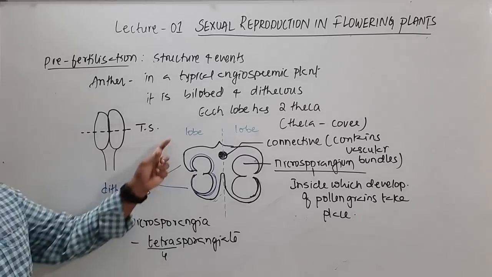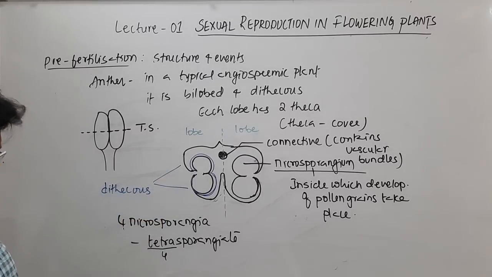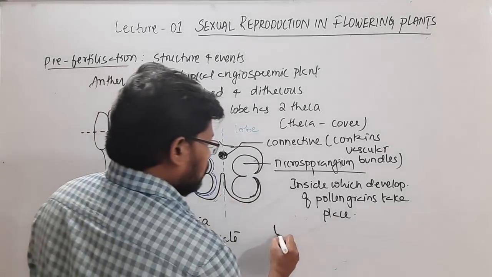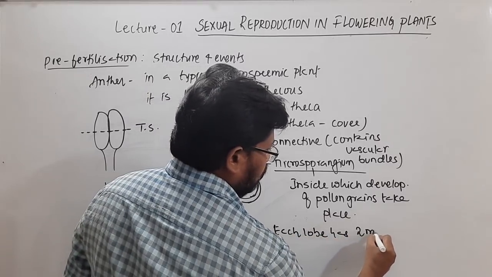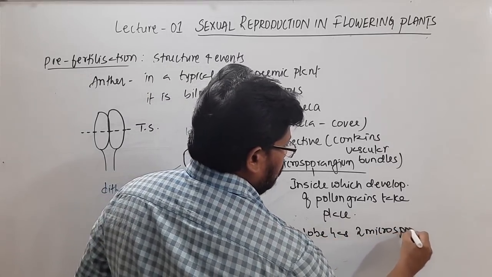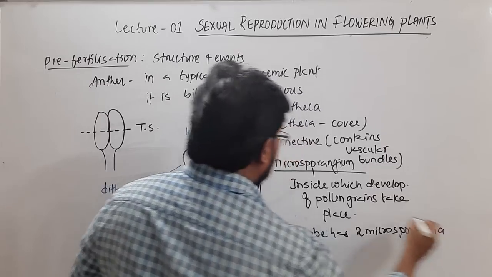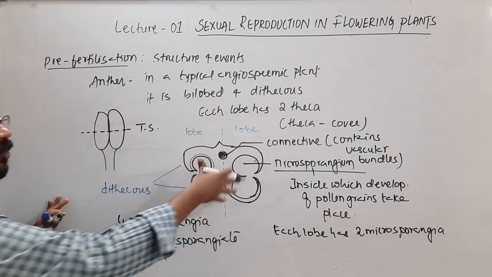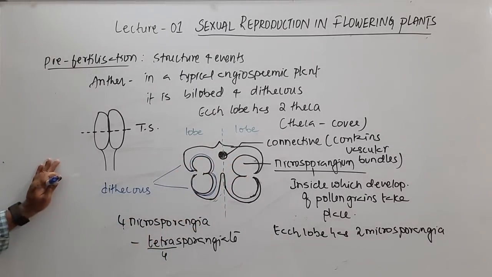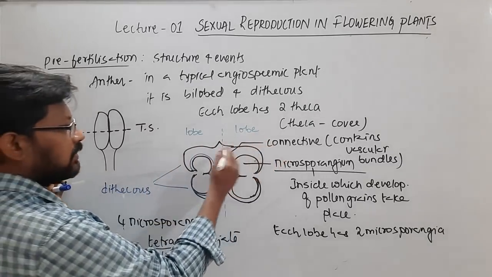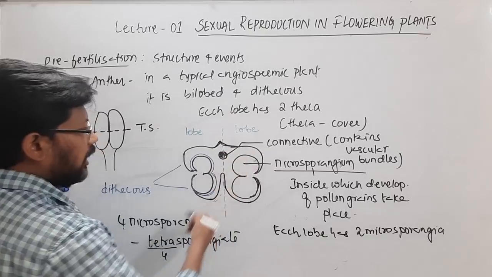You can see in each lobe there are 2 microsporangia. So each lobe has 2 microsporangia. In this case you can see the 4 microsporangia present at the 4 corners. So I can say this anther is 4-sided, that is tetragonal in shape. You can see that it is tetragonal in shape, right?